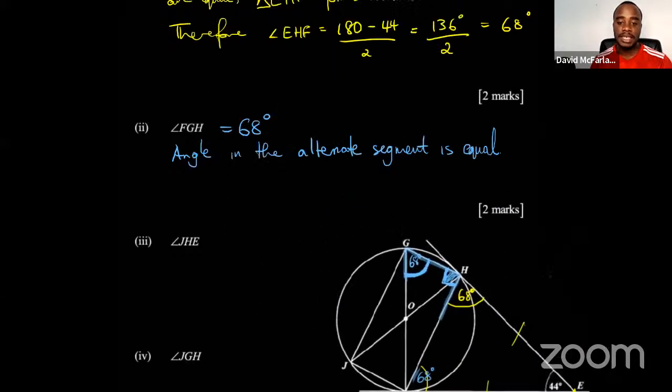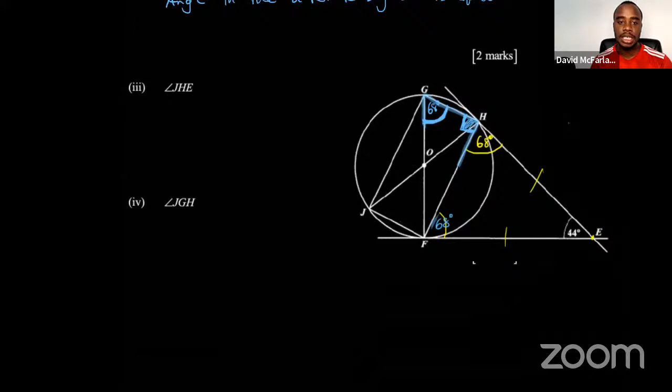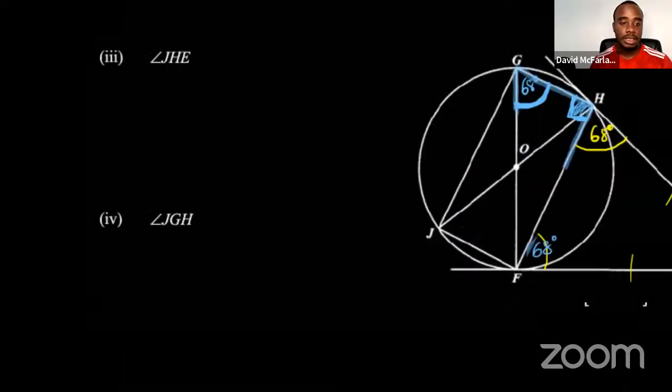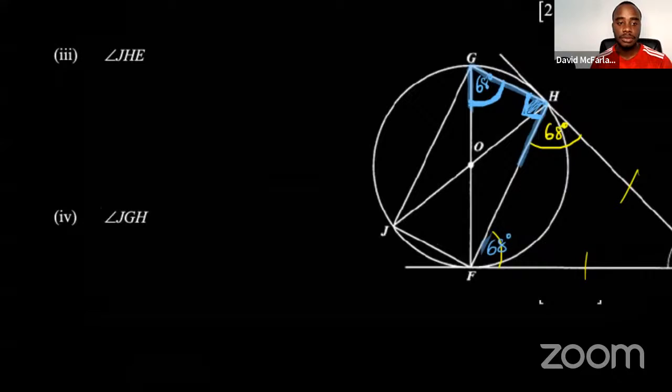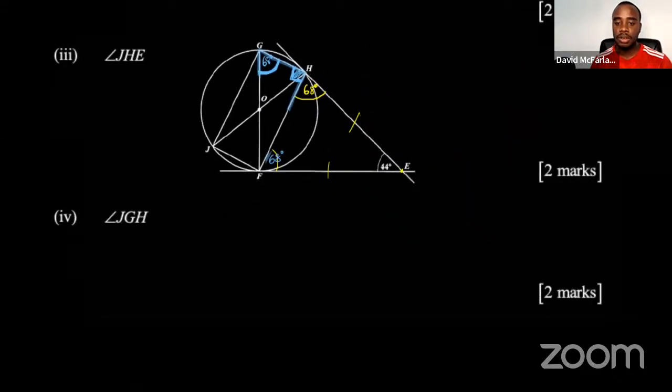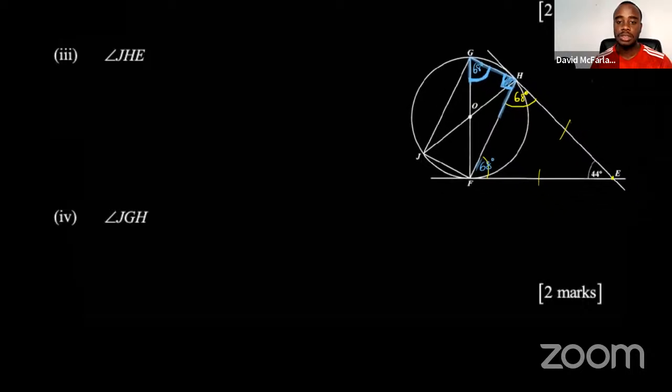Now, the next one we want to find is angle JHE. So here we have a little diagram. This one is 2 marks. JHE, where is JHE? JHE would be all of this. So you want to find angle JHE. What would JHE be equal to and why? Let me zoom in.